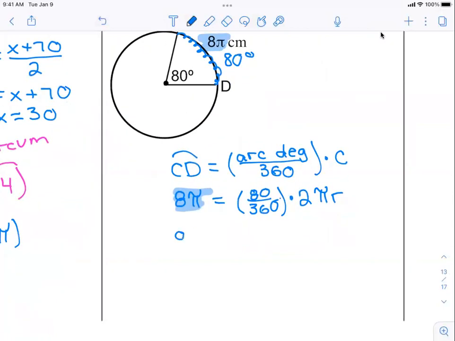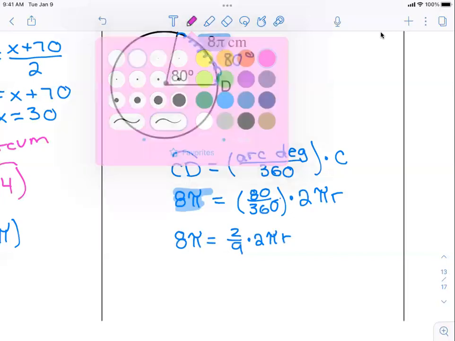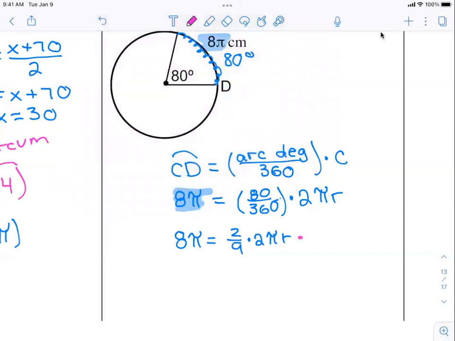Okay, just like I always do, I'm going to go ahead and simplify my fraction. 80 out of 360, so it's really like saying 8 out of 36, is going to be 2/9 times 2 pi r. Now, it's kind of up to you how you want to solve it. There are more than one way. The way I'm going to solve it is I don't like the fraction. I'm going to get rid of it. Actually, no, I think I'm going to go ahead and multiply 2 times 2 here. That's what I'm going to do.